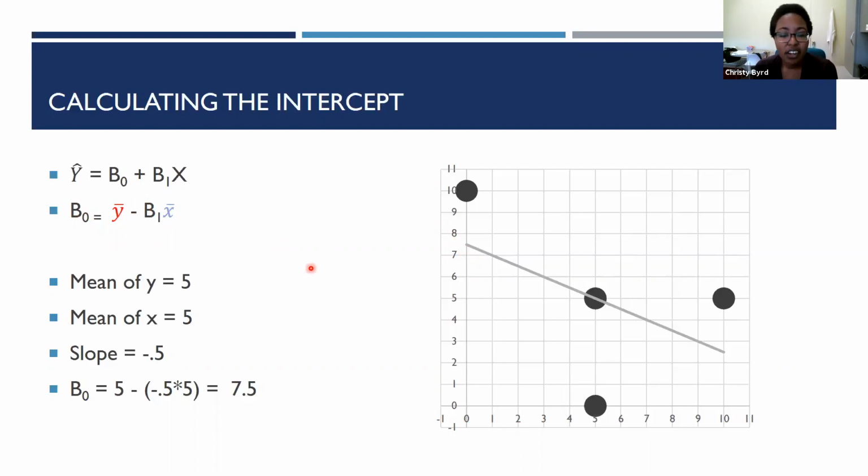All right, so now I want you to write down your interpretation of the intercept in terms of watching TV and quiz scores. And then you'll see if you're right on the next slide.